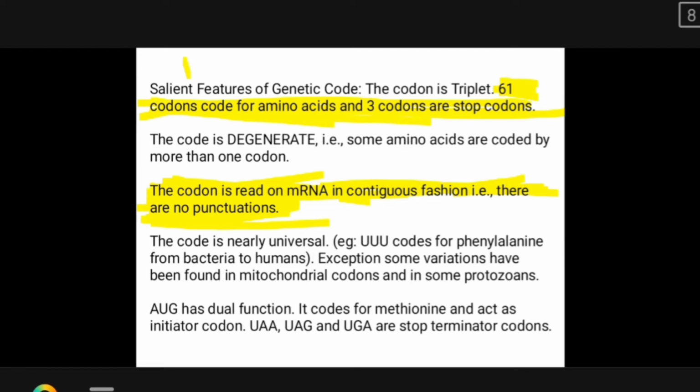AUG has dual function. Its first major function is that it acts as the initiator codon, and secondly, it also codes for methionine. And the three stop codons or the nonsense codons are UAA, UAG, and UGA. They are the stop terminator codons. Out of 64 codons, 61 code for amino acids and 3 are stop codons.